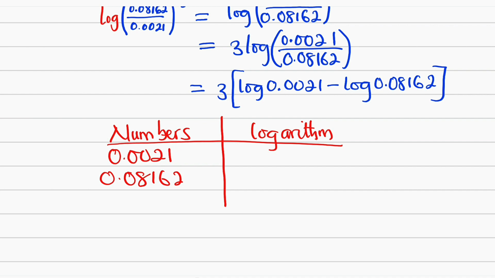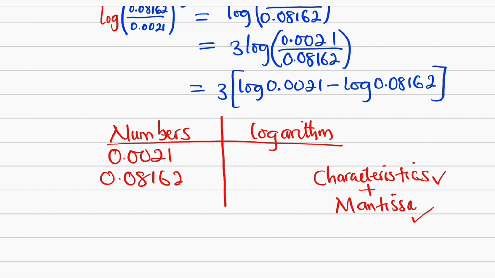You should know that log of any number comprises of two things: the characteristics and the mantissa. You find the characteristics, then you add it to mantissa. For characteristics, it is the power of 10 when the number is transformed into its standard form, while the mantissa can be obtained from the logarithm table, and I will show you how to do that.